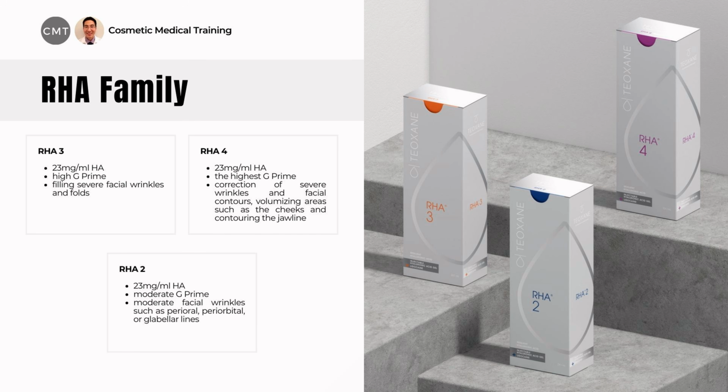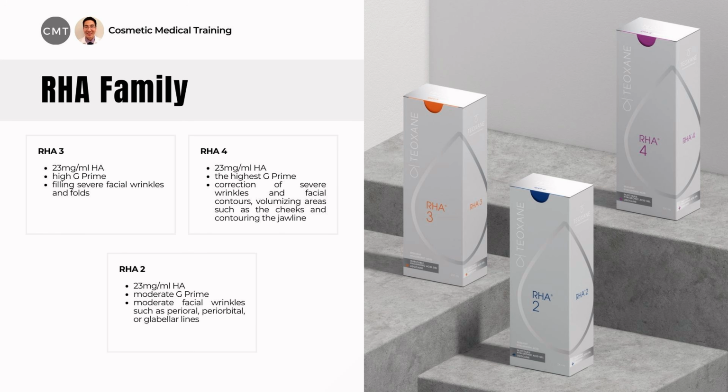RHA 3 also has an HA concentration of 23 milligrams per ml, but has a higher G prime than RHA 2, making it firmer and more suitable for filling severe facial wrinkles and folds, such as nasolabial folds. RHA 4 also has 23 milligrams per ml and has the highest G prime in the RHA series and is tailored for correction of severe wrinkles and facial contours, typically used for volumizing areas such as cheeks or jawlines.